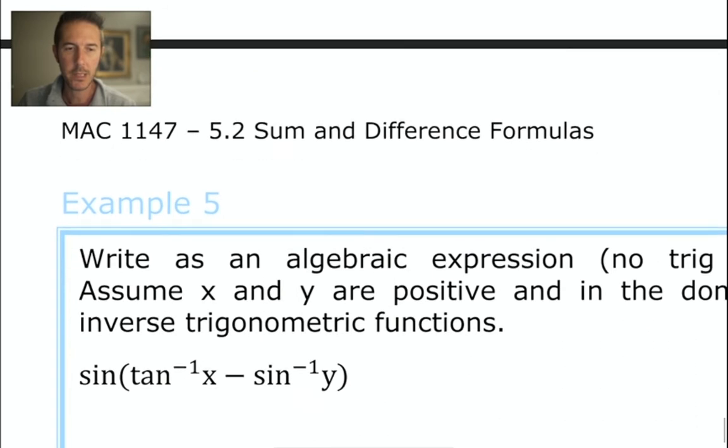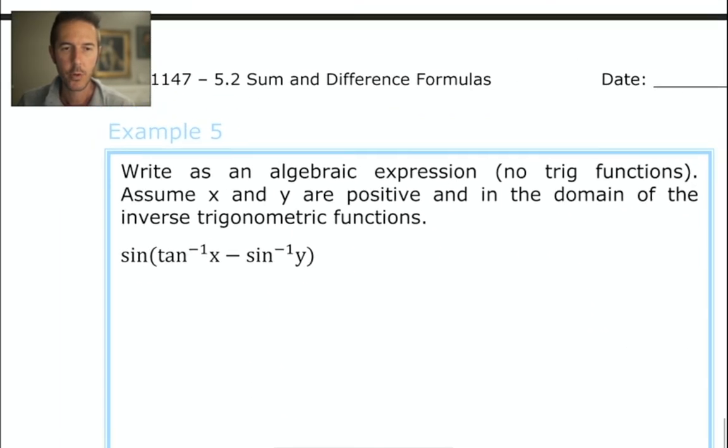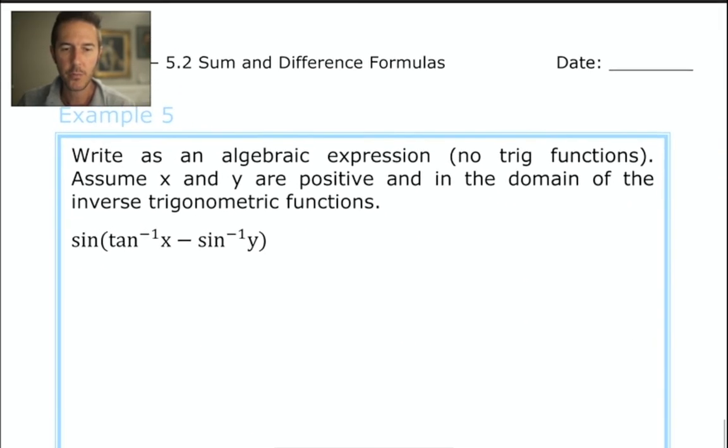And then last but not least, write as an algebraic expression, no trig functions. We're supposed to rewrite this as an algebraic expression. Assume x and y are positive and in the domain of the inverse trig functions, so we don't have to worry about any domain conflicts. That's nice.